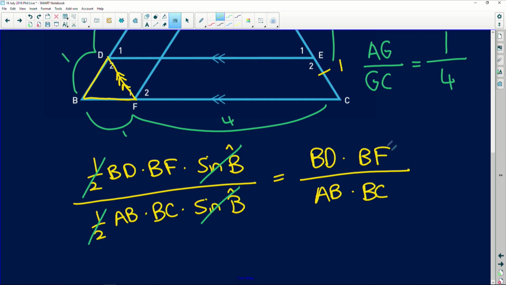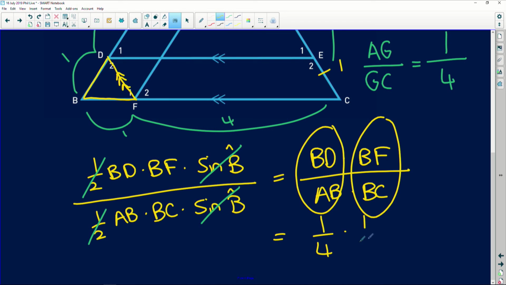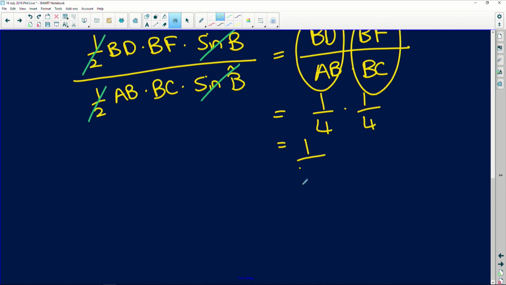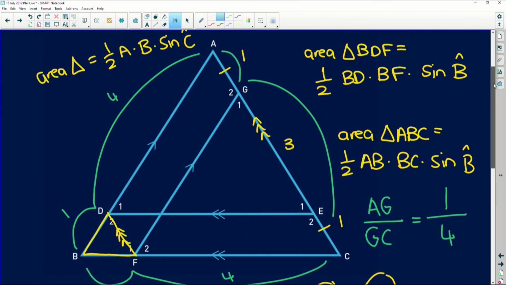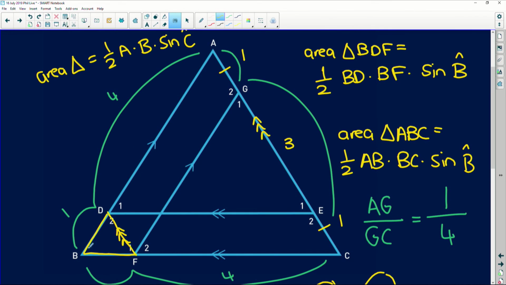And that means that these ratios are going to be 1 to 4. So we're going to have 1 to 4 as one ratio, multiplied by another ratio of 1 to 4, which gives us 1 over 16. Okay, so basically it's saying that this area of this triangle is 16 times smaller than the area of the big triangle, or they'll take 16 of these little triangles to fit into the big triangle.